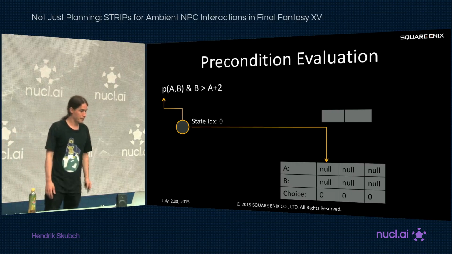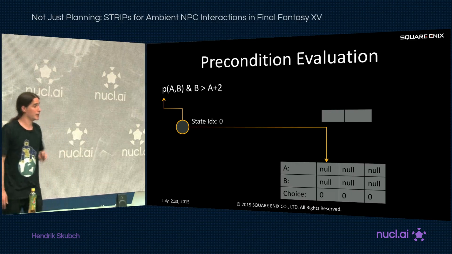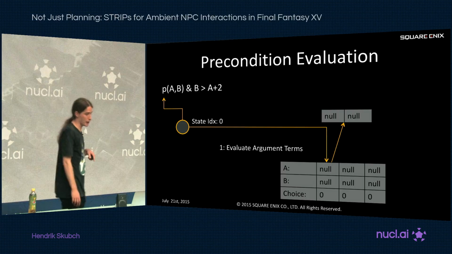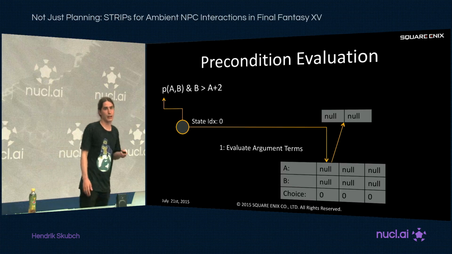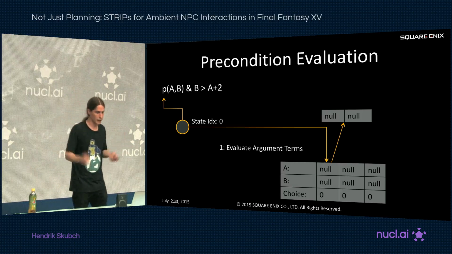Once we have that, we can start by evaluating the leftmost predicate. Firstly, we evaluate the arguments. And these are currently unassigned. And here I just wrote null to say they don't have a value.